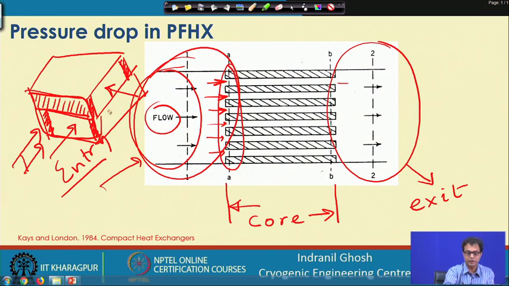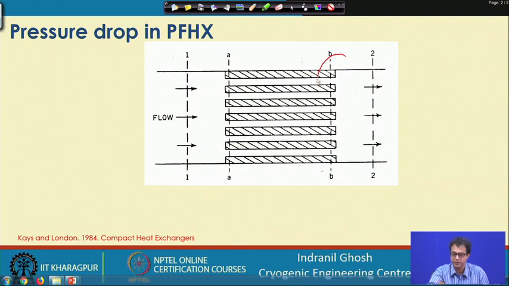Similarly, when this fluid is flowing from this end to this end, it finds that only this passage is available for it. It was coming from this end, it was having this much frontal area, but it has only this much free flow area. Of course, the fins are there, and fins will also block the passages, so we can say that there is certain kind of contraction in the flow area. And on the other hand, at the exit end, we will find that the flow is suddenly getting expanded.